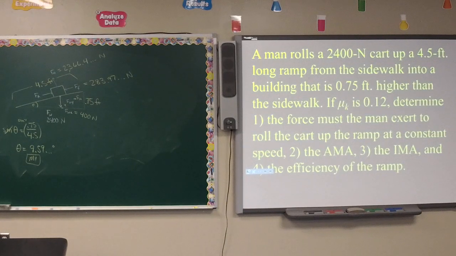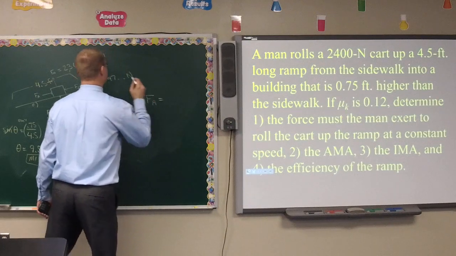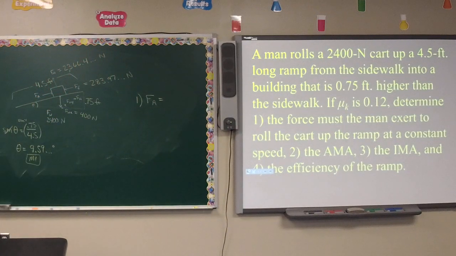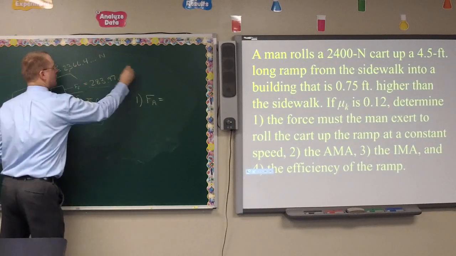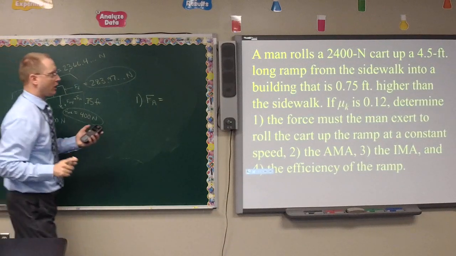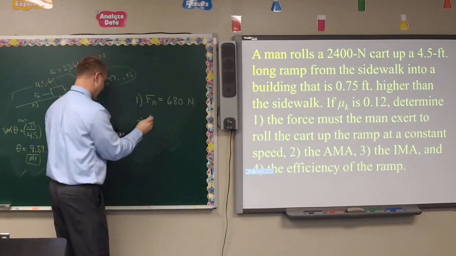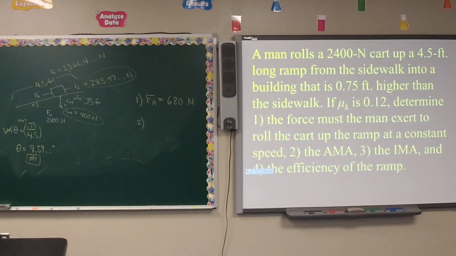Now we're ready to actually solve all these different things. Number one says find the force the man must exert. Find his applied force. How do I find applied force? The weight in X plus friction. So that's going to come to 683.97. Good. I'm going to store this in memory too, but we're going to round it off to 2 sig figs and say 680 newtons of applied force.